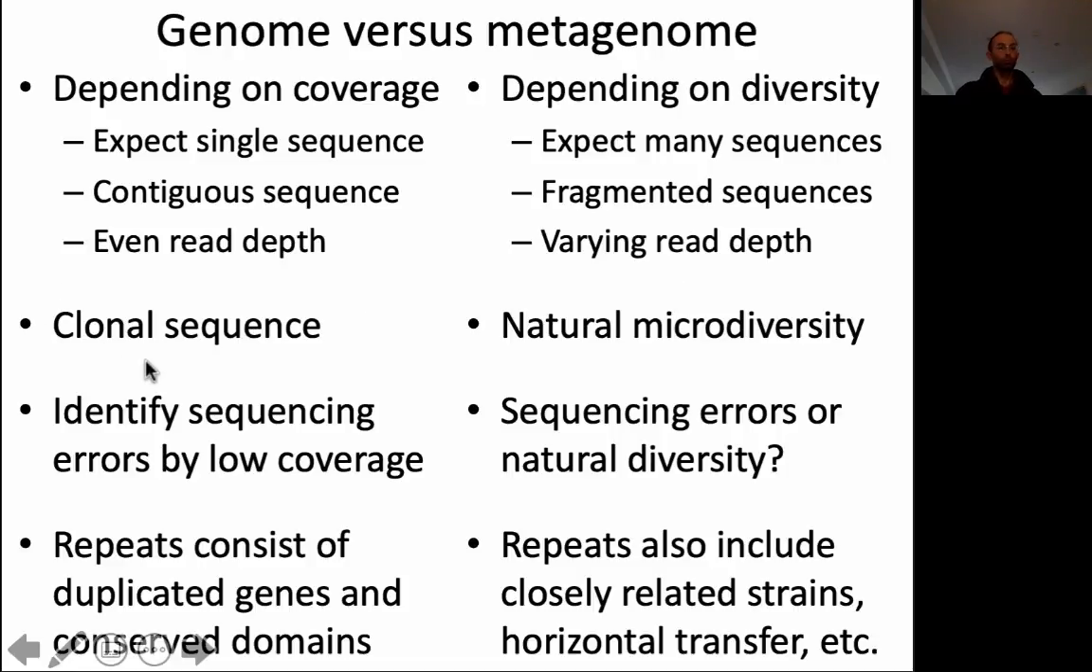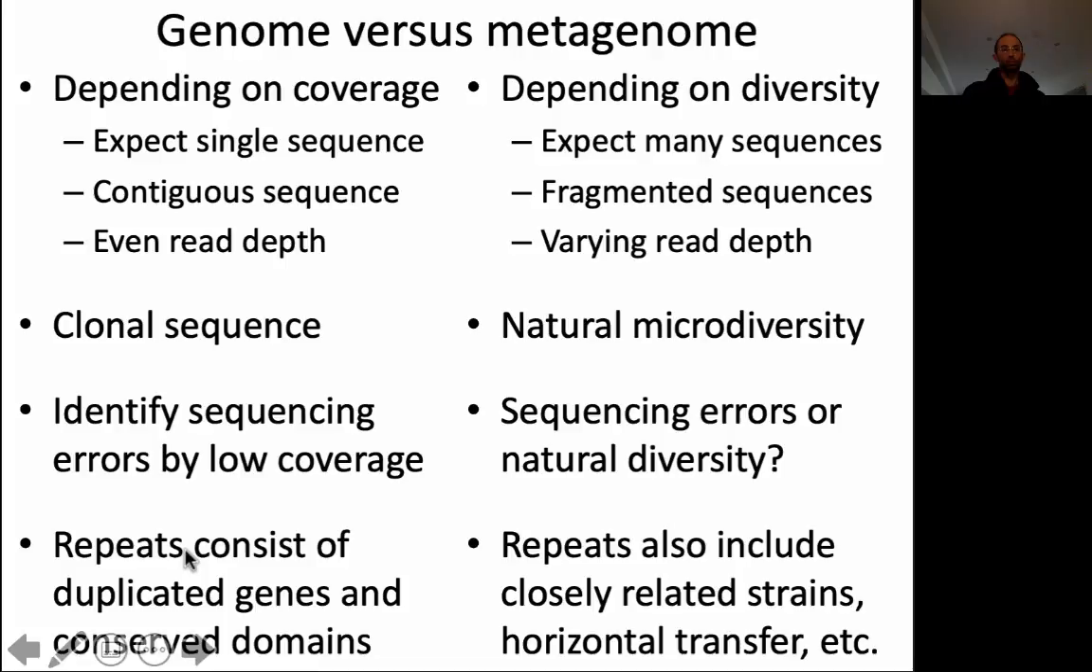In genome sequencing, we are mostly dealing with clonal sequence. So all of the reads should represent the exact same genome sequence and should be able to be assembled in one sequence. Whereas in a metagenome, there's a lot of natural microdiversity. So there's a lot of mutations in the genomes of closely related strains. And so in metagenomes, we don't know if a mutation observed in the reads is actually a sequencing error or naturally occurring diversity. Whereas for genome sequencing, we can be quite sure that low abundant mutations in the read data are actually sequencing errors, and we can ignore them.